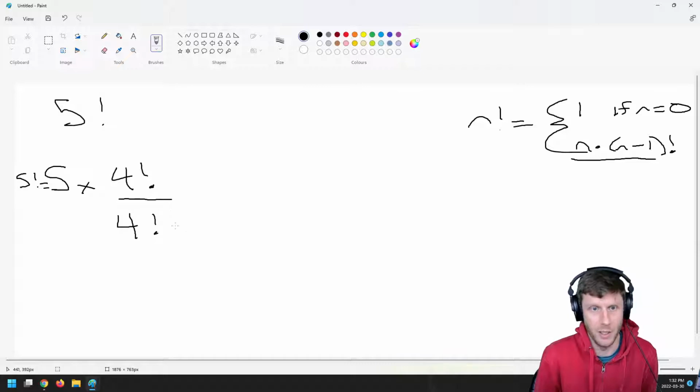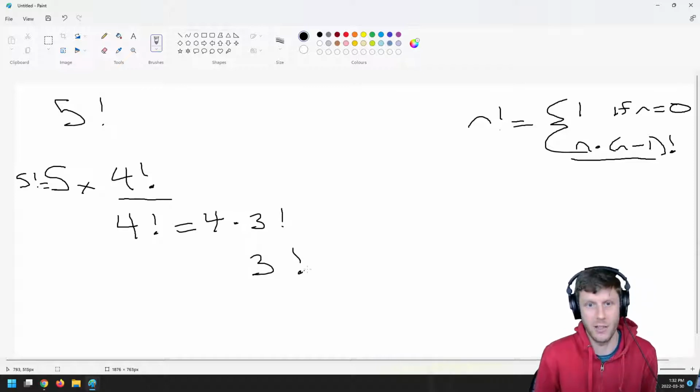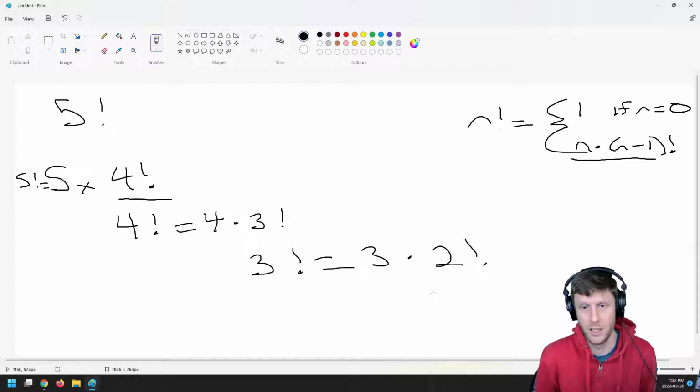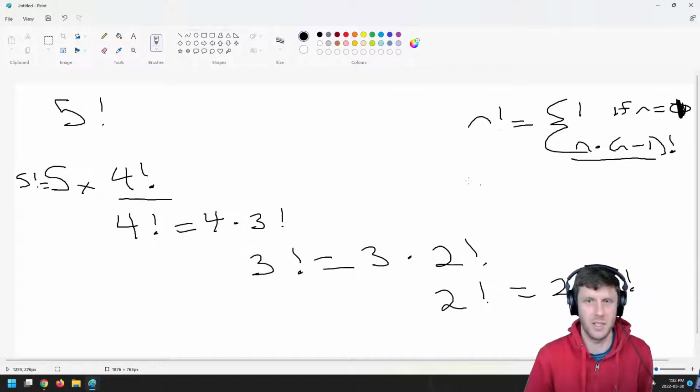4 factorial equals 4 times 3 factorial. 3 factorial equals 3 times 2 factorial. 2 factorial equals 2 times 1 factorial. And for simplicity here, I'm just going to say when n equals 1. We'll talk about 0 in a second. 0 is kind of funny. So we'll just stop it when n equals 1, just for simplicity.